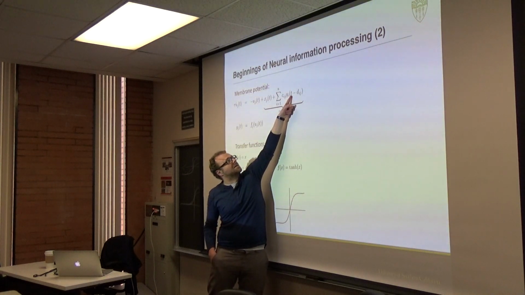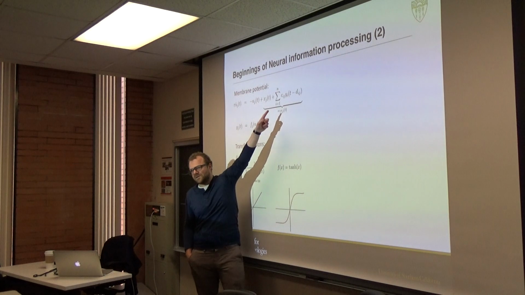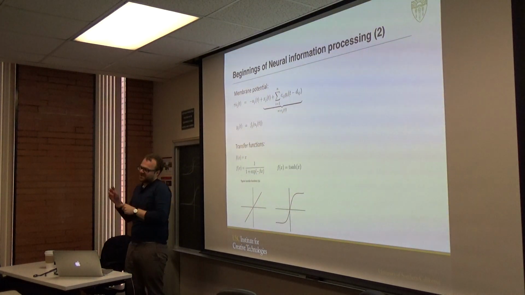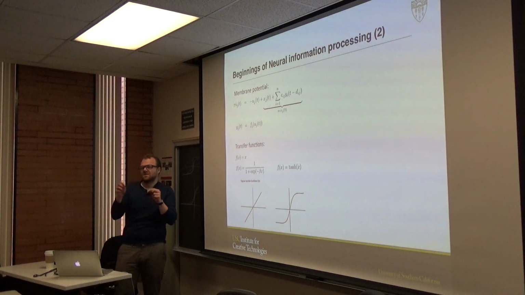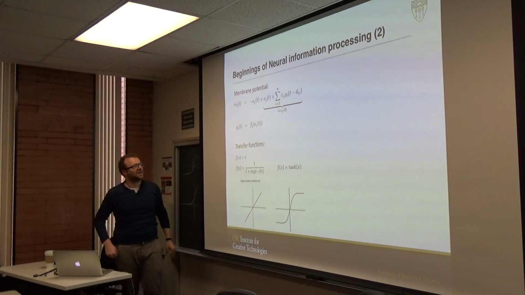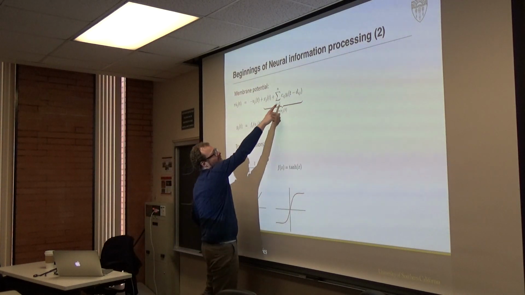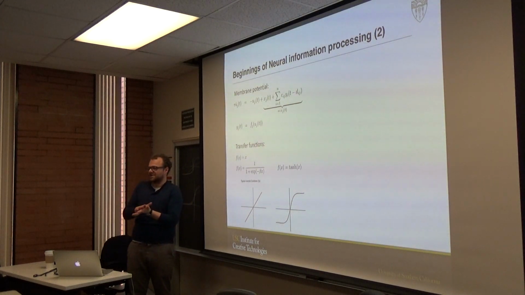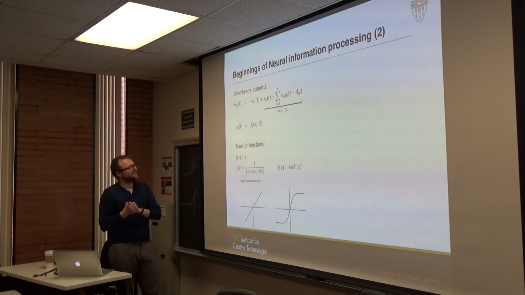And this is the output of neuron I at a different time. So this is time t minus dij, and dij just models the time it takes for the information to get from neuron I to neuron J. And then these C parameters could be positive or negative, and they give us excitatory or inhibitory connections between those neurons, okay?